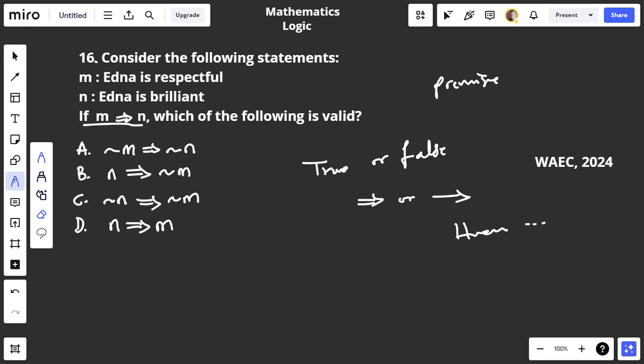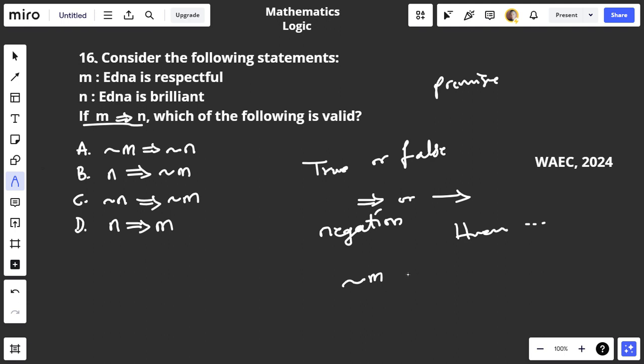So let's answer the question. If Egna is respectful, then Egna is brilliant. Which of the following statements is valid? So statement number A says, now this sign before the M means negation. Negation means the negative of the statement, or you say the inverse of the statement, that means the reverse of the statement. For instance, for statement M, Egna is respectful, the negation will be negation M, meaning Egna is not respectful, or you say Egna is disrespectful. That's the inverse of this statement.